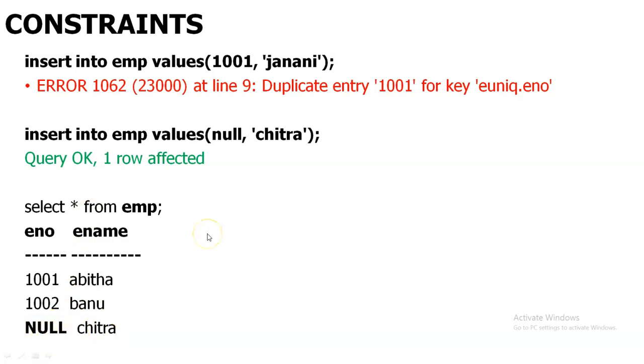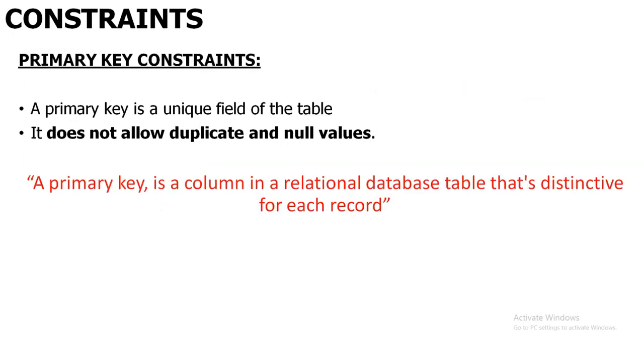So this is your unique key constraint. That is, it can accept only unique values. No duplicates should be there, and it will also accept the null value. So the next constraint is the primary key constraint.